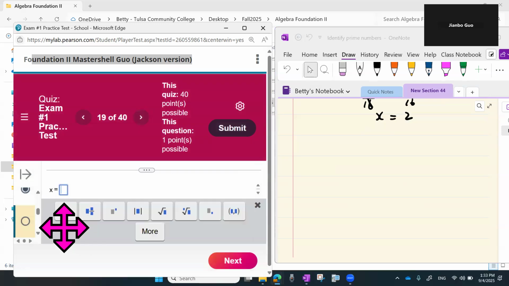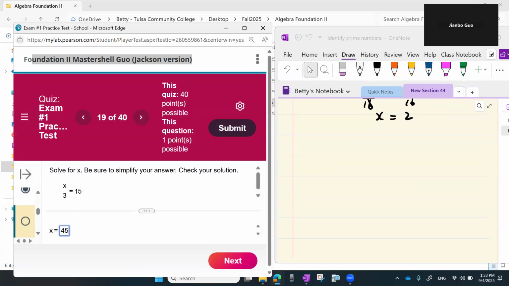This one is just 45. I hope you can solve this problem very quickly. Which number divided by 3 is 15? 45, right?